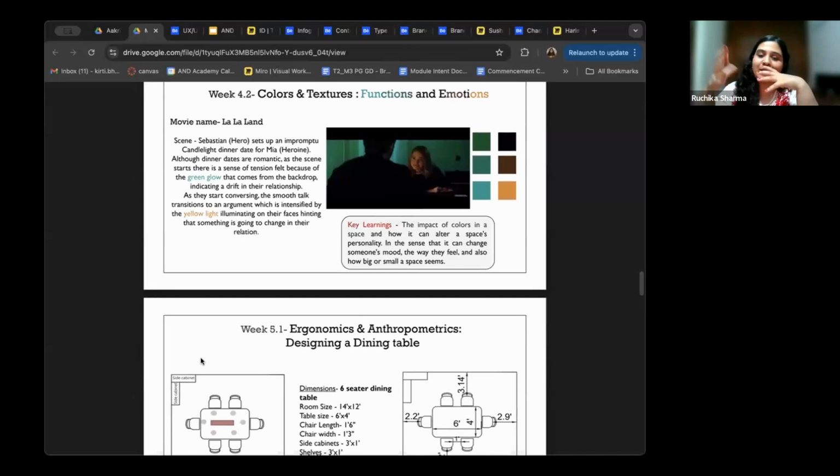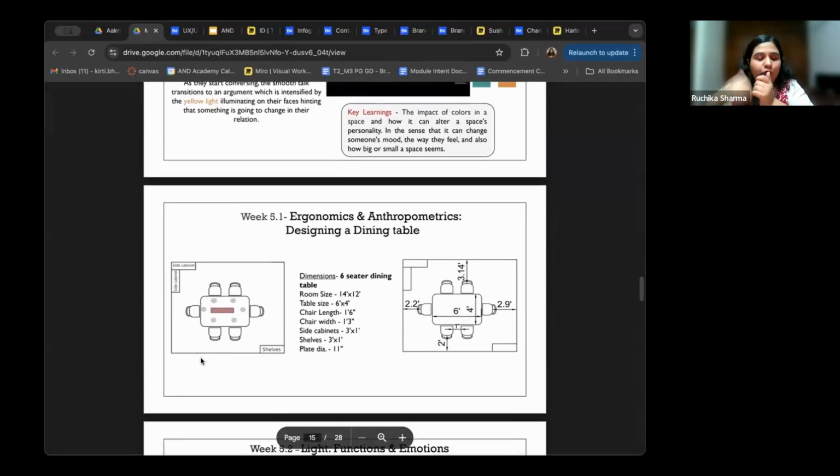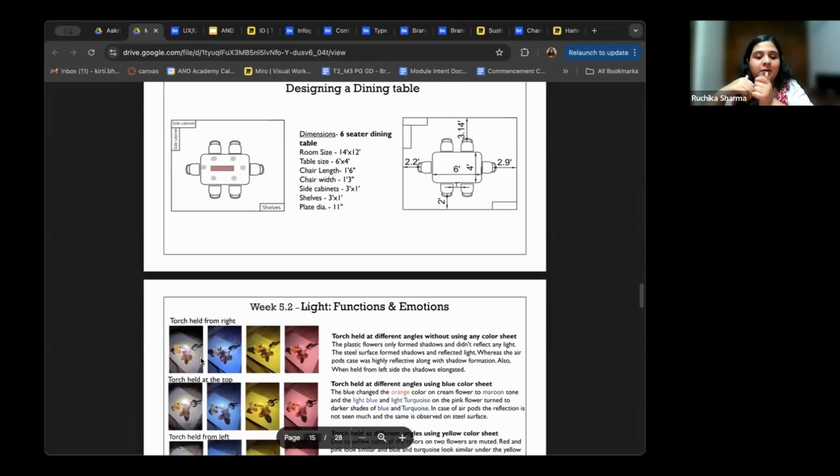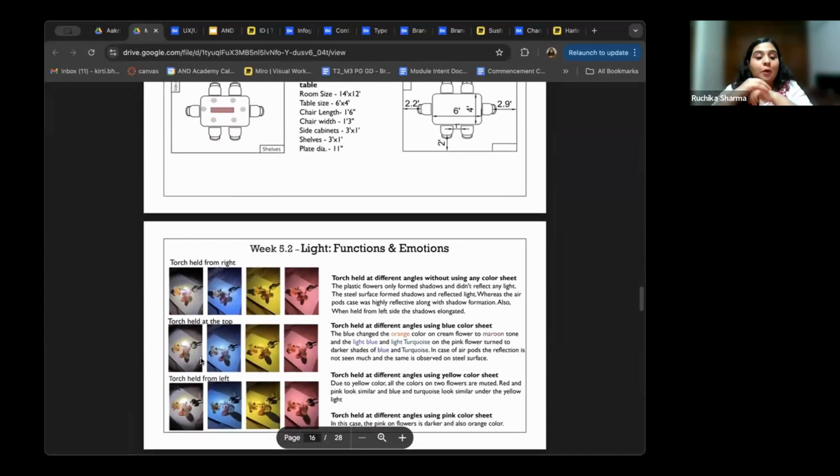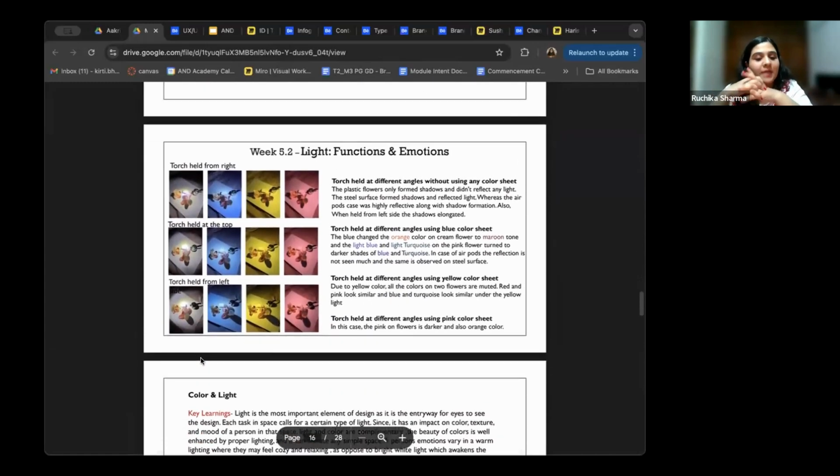They can't make a small bed, they can't make a small table or a giant bed or a giant table. So this is something really nice that they study. Can we go lower? Okay. Then they learn about light in detail, they learn about color in detail.